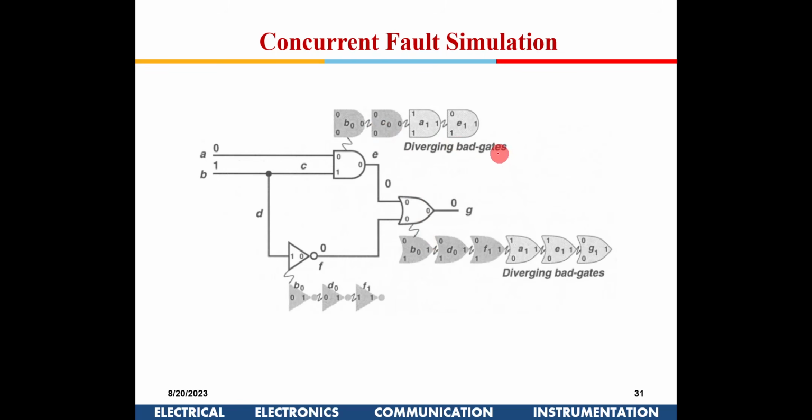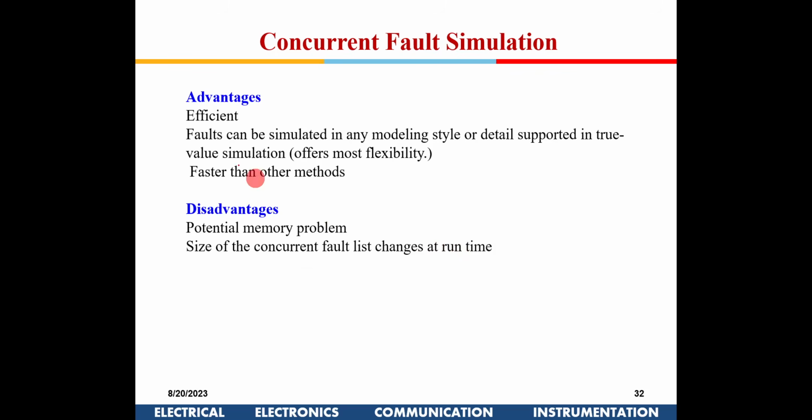And this is diverging bad gates. Initially we did this, now the test vector is changed, so you have additional gates coming in here, right? So that is known as diverging bad gates. Okay, so this is one.